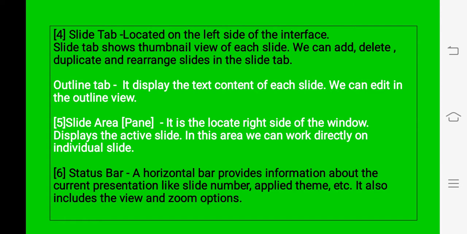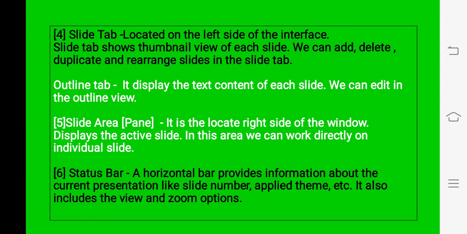Outline tab. Children, the outline tab shows the text content of each slide. It never shows other objects. Other objects means pictures, tables, word art, like that.